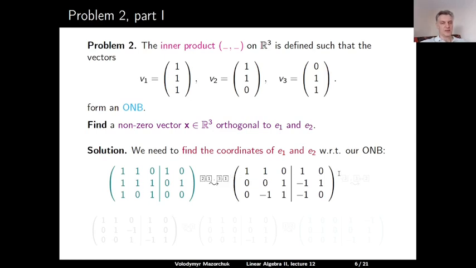Row 1 remains the same, row 2 becomes 1 minus 1 is 0, 1 minus 1 is 0, 1 minus 0 is 1, 0 minus 1 is minus 1, 1 minus 0 is 1. And row 3 becomes 1 minus 1 is 0, 0 minus 1 is minus 1, 1 minus 0 is 1, 0 minus 1 is minus 1, 0 minus 0 is 0.